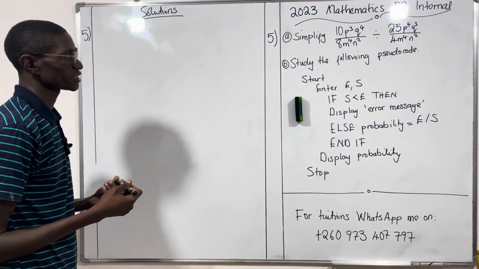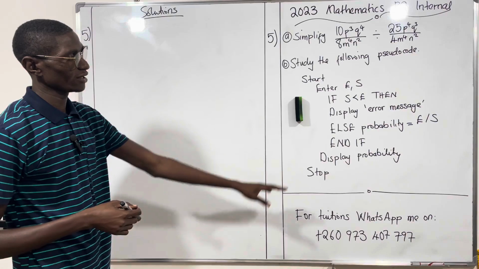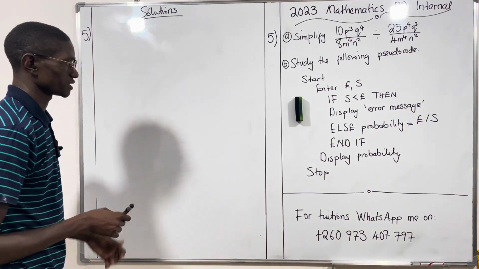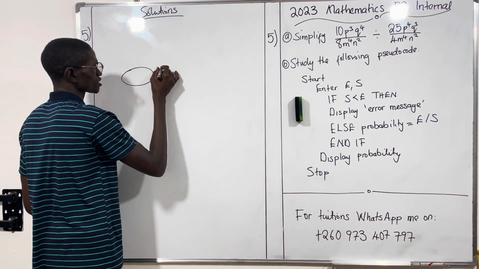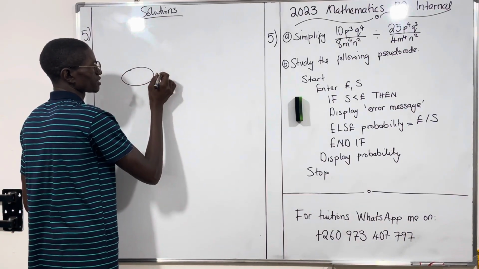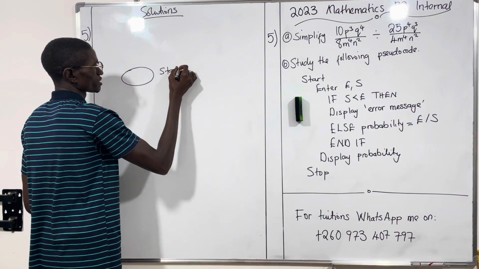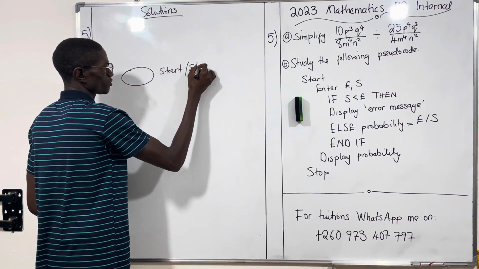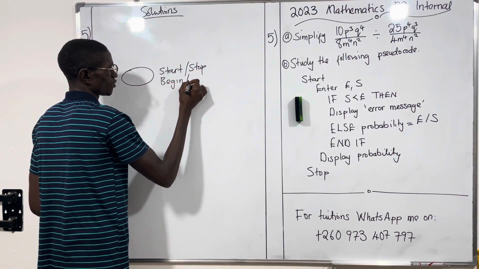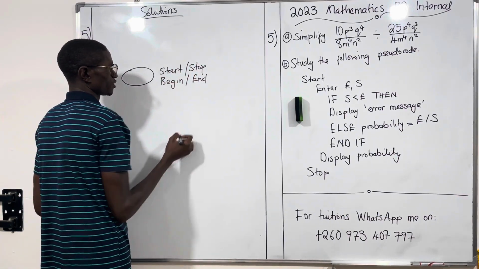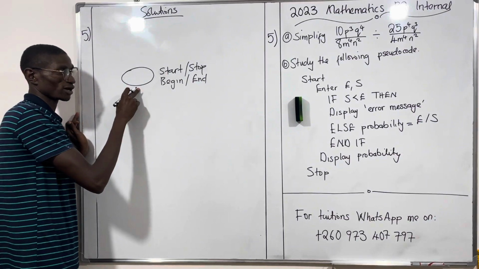There are certain shapes we're supposed to use to plug in the codes when you're converting to flowchart. So the first shape is an oval. When you see an oval, this is where you plug in any of these words: start or stop, begin or end. Whenever you see these words, you plug them into an oval.